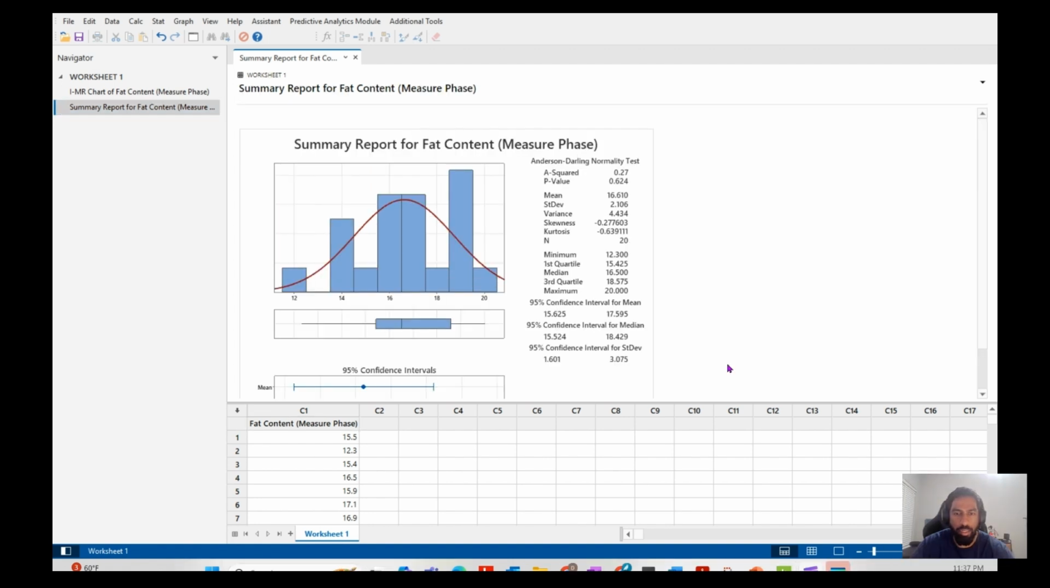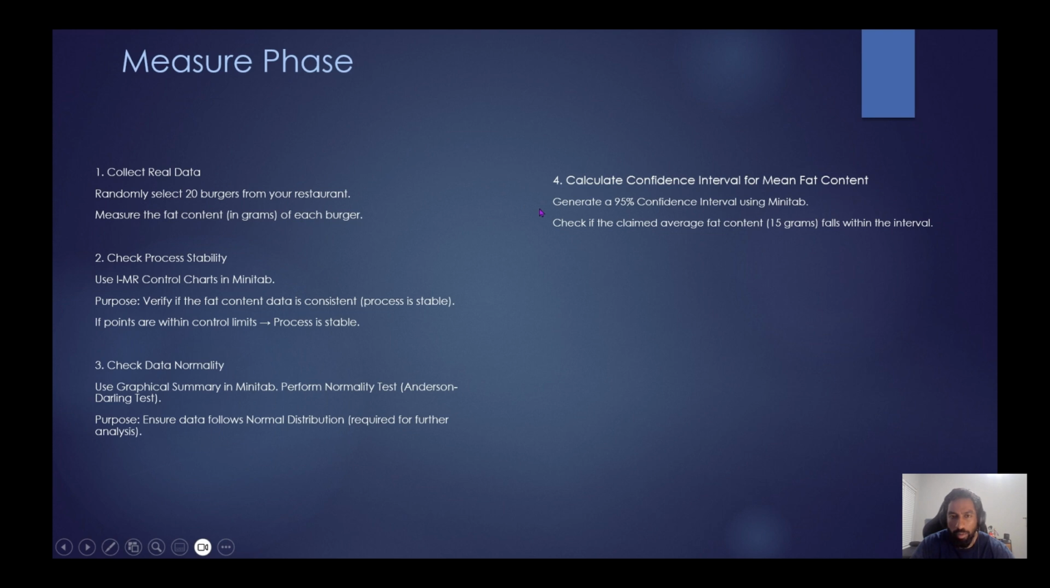So in the graphical summary itself, we had seen here that the 95% confidence interval for standard deviation lies from 1.6 to 3. But the operating manager was under the assumption that the standard deviation is going to be less than 1 gram. That's one of the assumptions they had when they were producing their burgers. To do a specific test for that, we will have to do something called a one variance test. And that is going to be our next step in the measure phase.